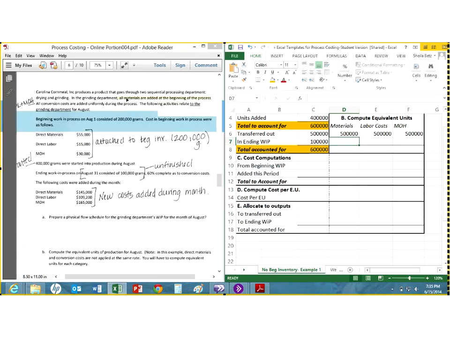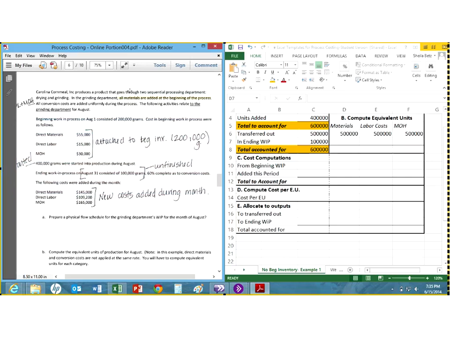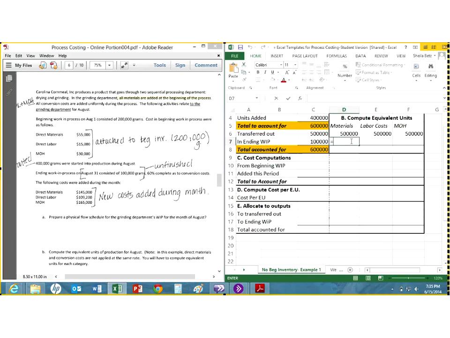Same thing here. Since all materials are added at the beginning of the process, for the 100,000 grams of cornmeal to even be somewhat complete, the materials had to have been already done. So whenever you see all materials are added at the beginning of the process, that means they were 100% complete. But labor costs and overhead costs are a different story.